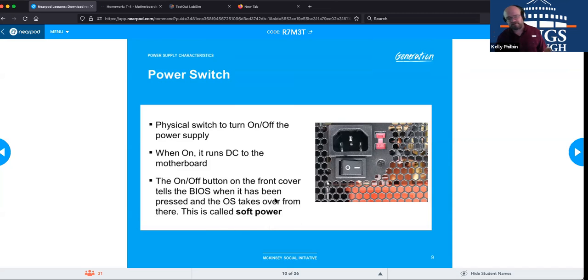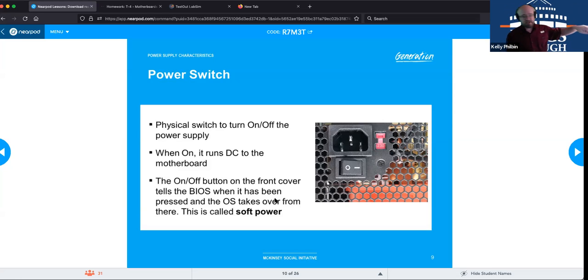That is called soft power. That front panel power button that you have is called soft power, which is why sometimes when you're turning off a computer, they tell you to press and hold it for about 10 seconds and then the computer turns off. What's happening then is when you press and hold, it starts telling the BIOS to tell everything else, hey, we're shutting down. You need to stop whatever you're doing so that we can safely close down. So that's what they call soft power in the front of the computer when you turn it on.